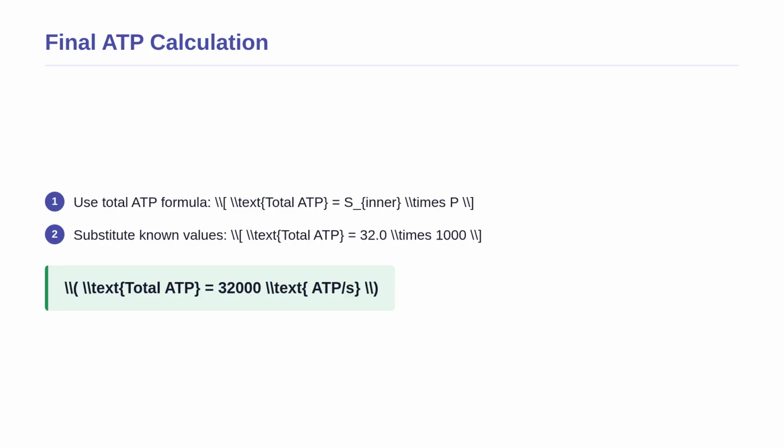Continuing with our heart cell example, we now have the inner surface area, which we found to be 32.0 square micrometers. We are asked to find the total ATP production capacity. We take our total ATP formula and substitute the known values. We multiply the inner area of 32.0 by the given production rate of 1,000. This gives us a final answer of 32,000 units of ATP per second. This beautifully demonstrates how highly dense cristae allow heart cells to generate massive amounts of energy in a tiny microscopic space.